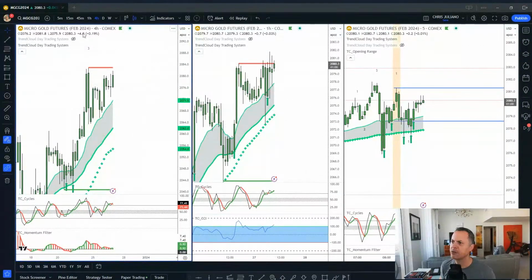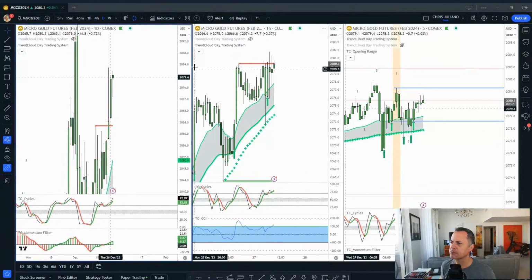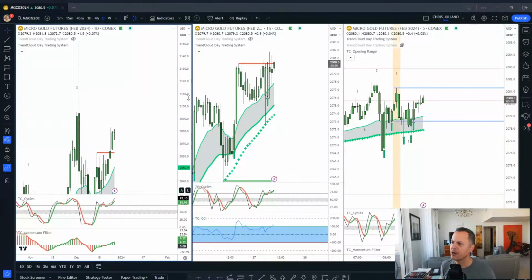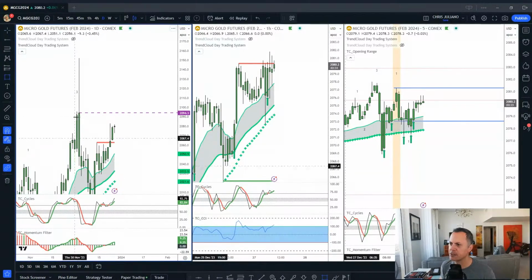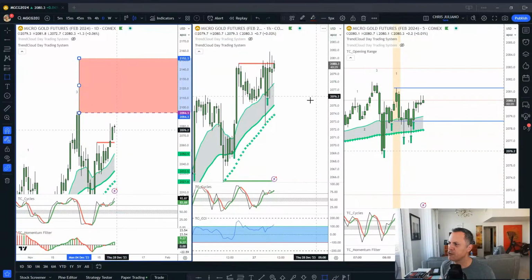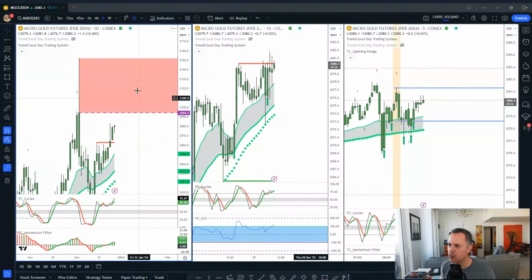But be careful because let's go out to the daily. On the daily, we are approaching this level here. So we're definitely looking for a target here. I would put it right there. We don't know what's going to happen when we hit this, right? Because all of this from here to here, that is one big giant supply zone. We don't know what's going to happen.